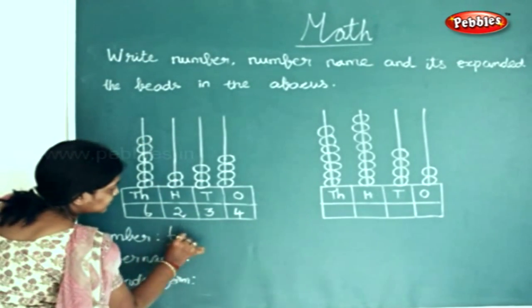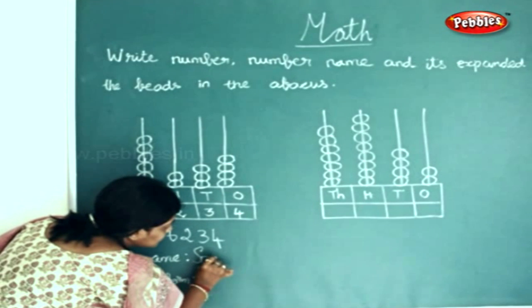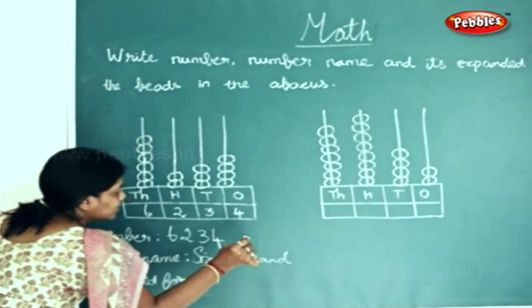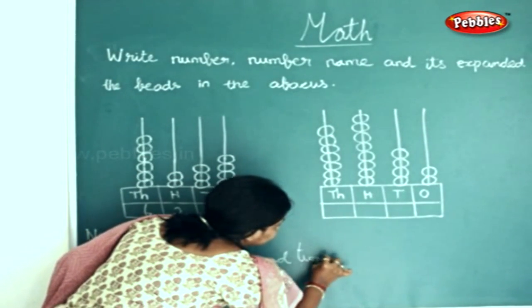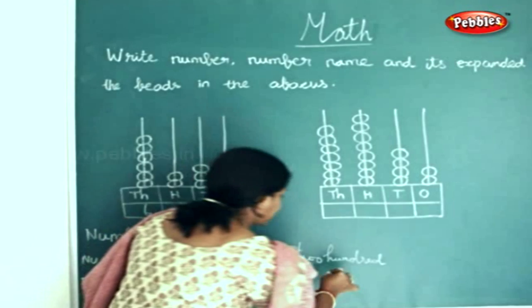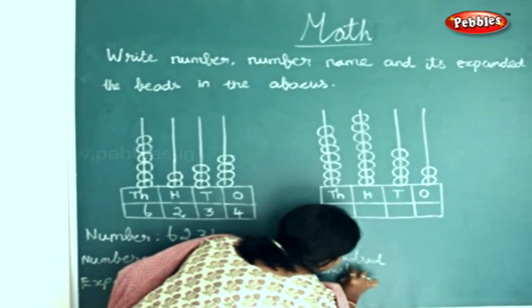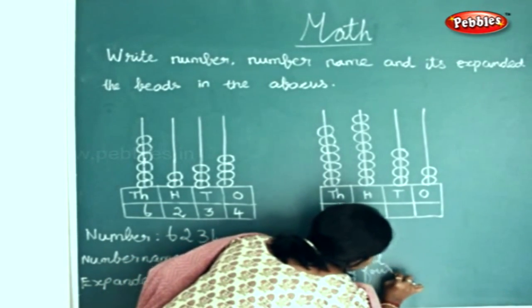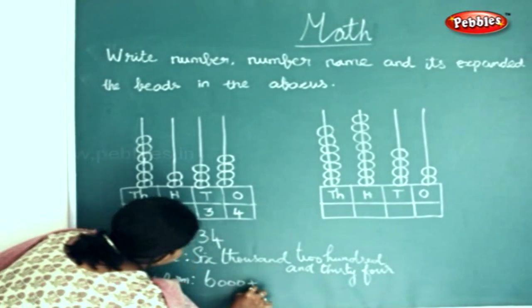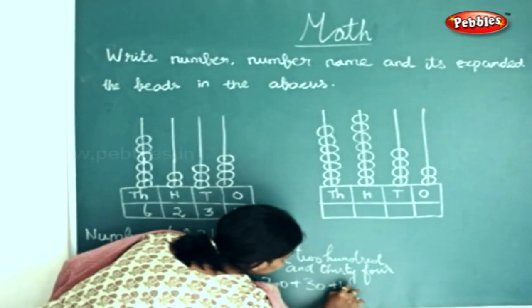So the number is 6,234. The number name is 6,234. The expanded form will be 6,000 plus 200 plus 30 plus 4.